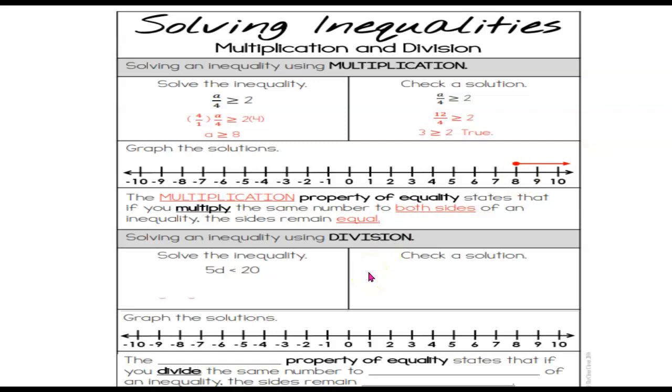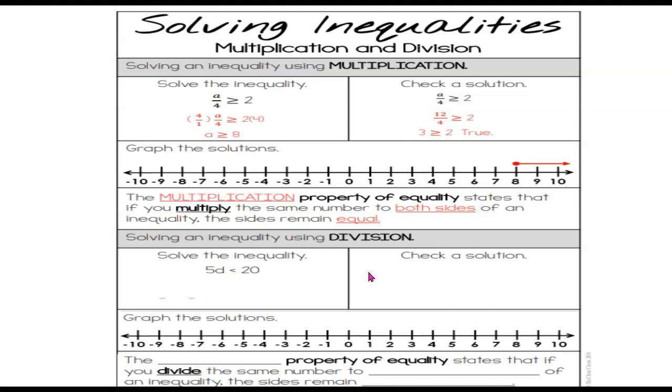Let's look at our next one. We have 5d is less than 20. What operation is represented in this inequality? Yes, this inequality is a multiplication inequality. What is the inverse operation of this inequality?